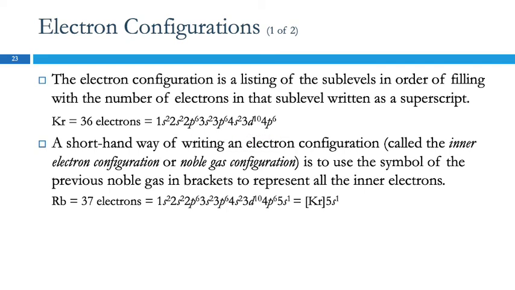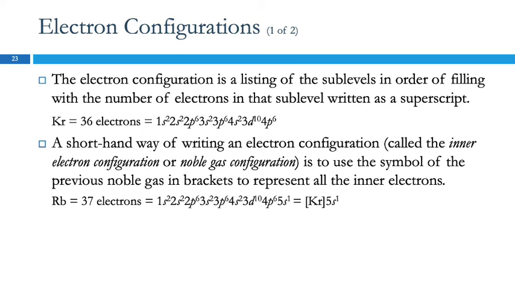Well, that can get long, especially for that one, which is 36 electrons. That looks kind of long. What if you were doing lead, 82 electrons? You're just listing off a lot of stuff here, and the first part's always the same. So we have what's called a noble gas configuration or an inner electron configuration, and that is where we look at the previous noble gas. So if we're going to do rubidium, rubidium has 37 electrons, just one more than krypton.